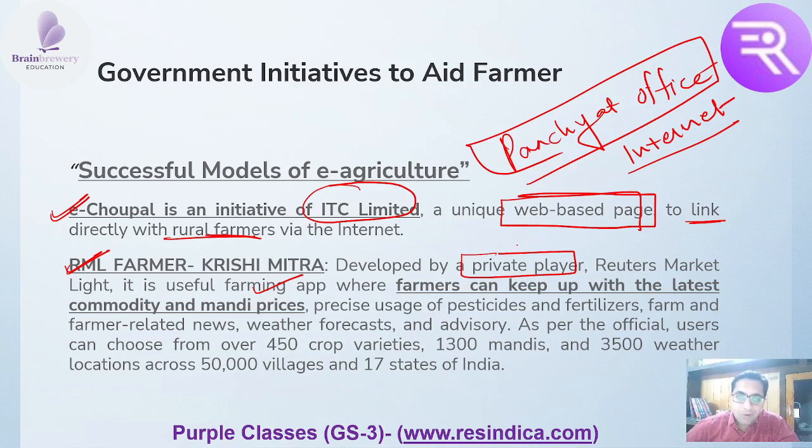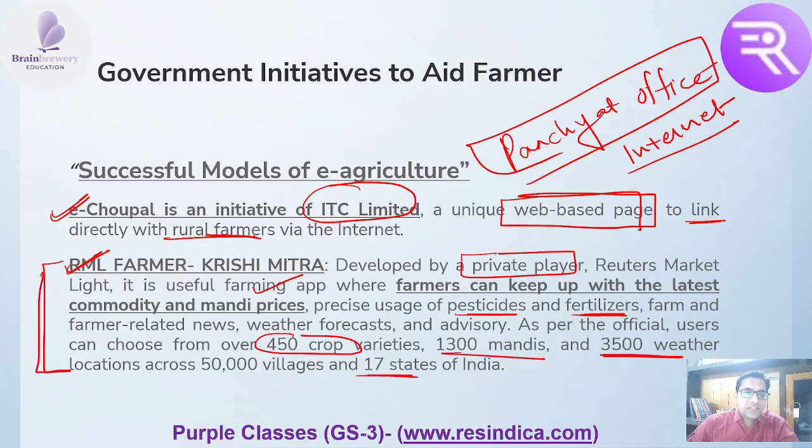They will also tell you what type of pesticide, what type of fertilizers, and various other farmer related news you can utilize. There will be news on around 450 crop varieties, 1300 mandis, 3500 weather locations, and 50,000 villages in 17 states. So this app caters to all these things.